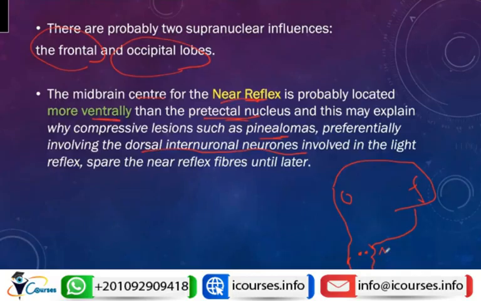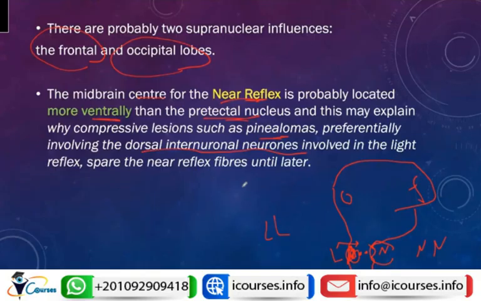The near reflex will be more anterior or more ventral, while the light reflex, which is the pretectal nucleus, will be more dorsal. That's why if there is a lesion involving the aqueduct of Sylvius or involving the dorsal surface of the midbrain like pinealomas, this will cause involvement of the light center first. So this will lead to affection of the pretectal nucleus, leading to lost light reflex, while the near reflex will be intact. So light lost, near intact. And this is what occurs in what's called dorsal midbrain syndrome or Parinaud syndrome.